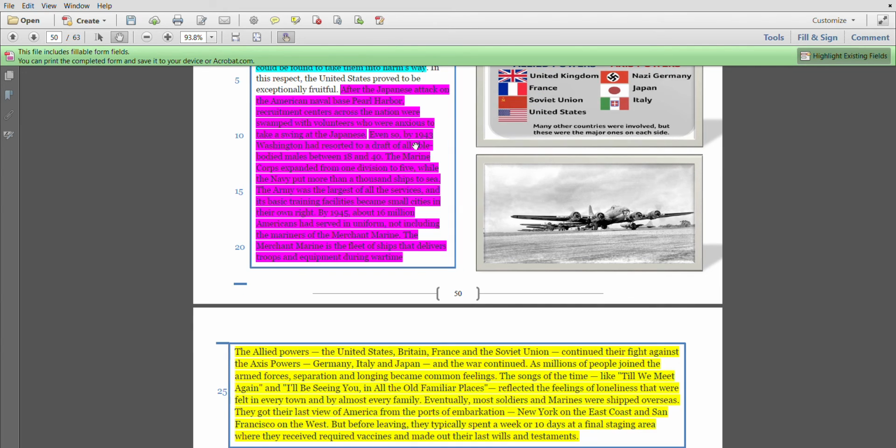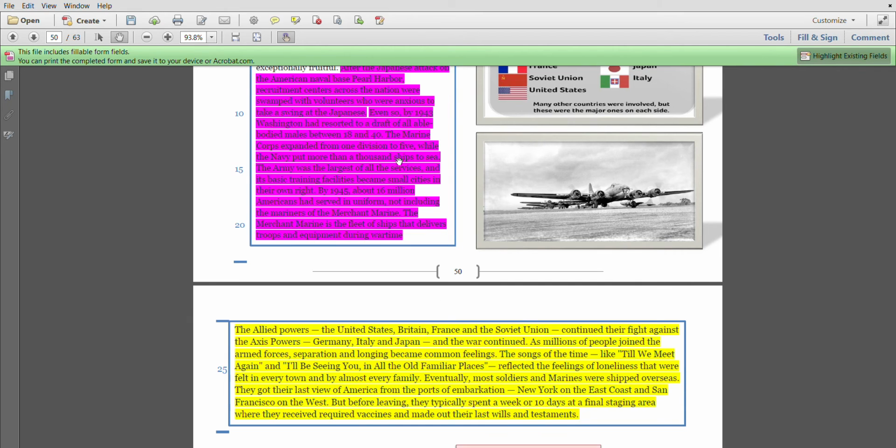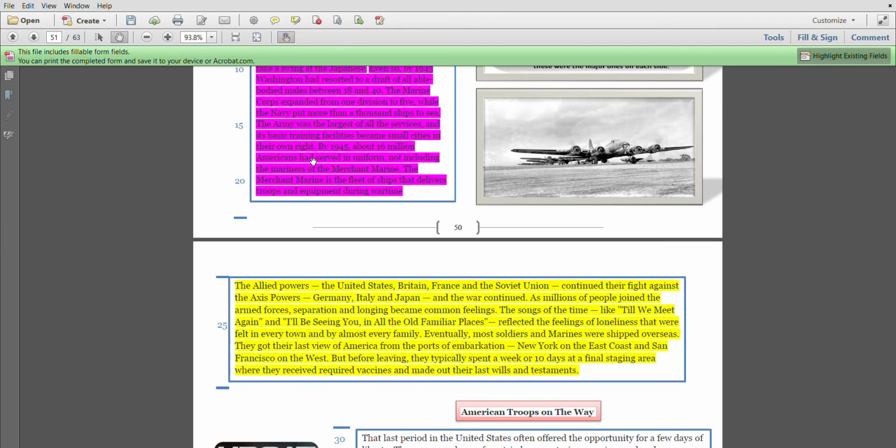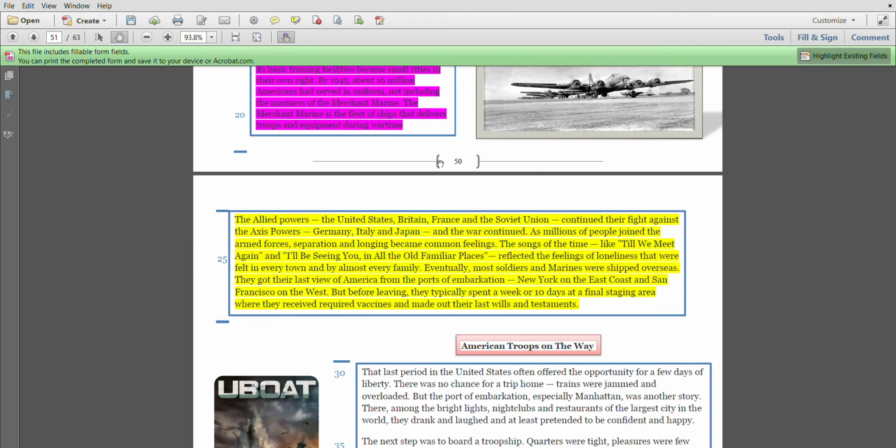Even so, by 1943, Washington had resorted to a draft of all able-bodied males between 18 and 40. The Marine Corps expanded from 1 division to 5, while the Navy put more than 1,000 ships to sea. The Army was the largest of all the services, and its basic training facilities became small cities in their own right. By 1945, about 16 million Americans had served in uniform, not including the mariners of the Merchant Marine. The Merchant Marine is the fleet of ships that delivers troops and equipment during wartime.